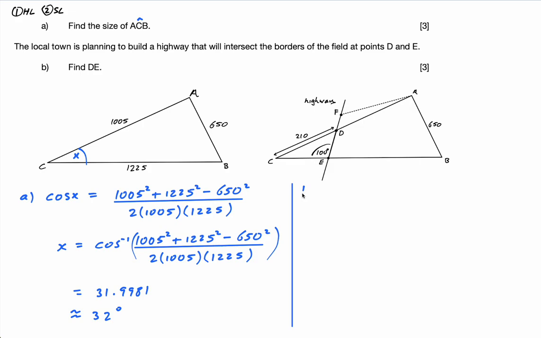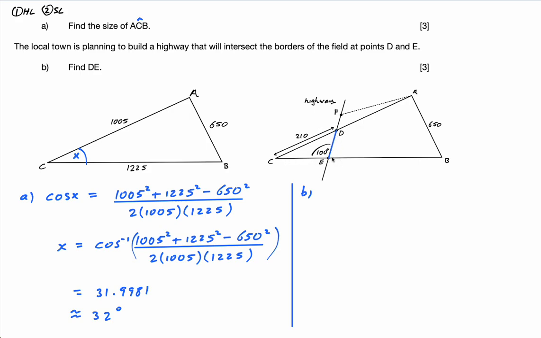Part B. It says the local town is planning to build a highway that will intersect the borders of the field at points D and E. So the highway comes straight through the field. This is the highway. Find DE. That's the length. Find the length of this line here, DE, from here to here.